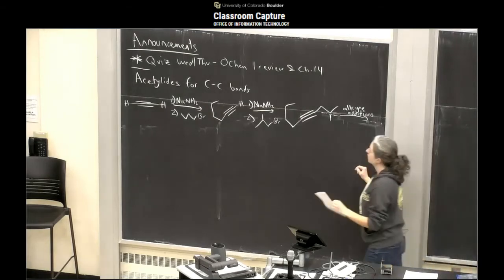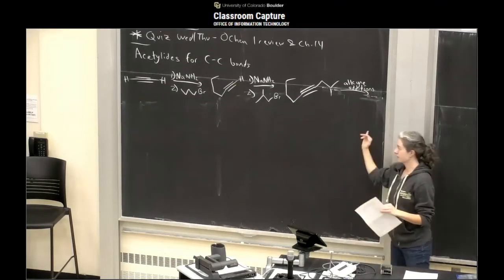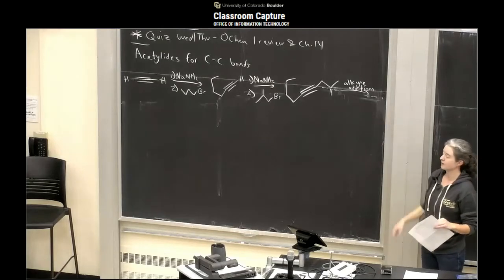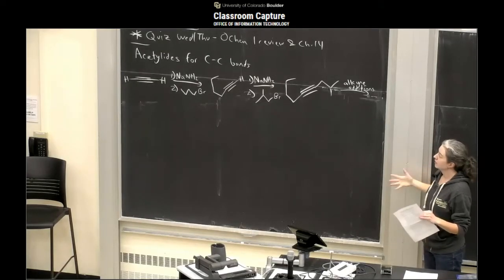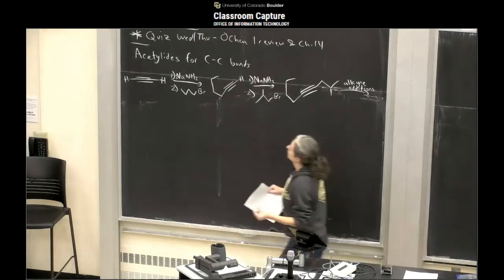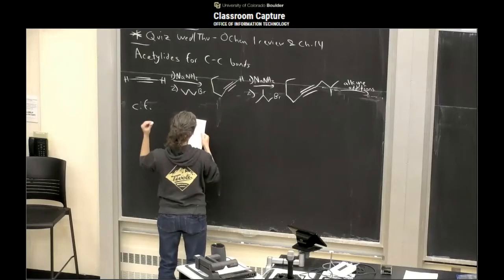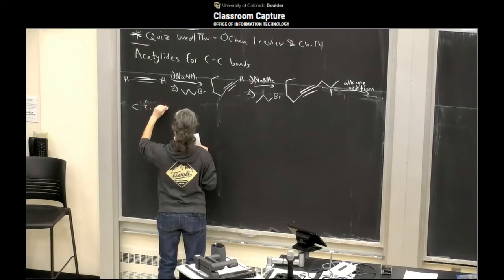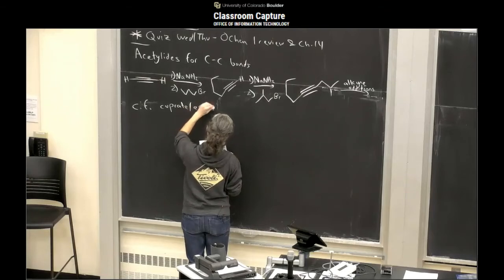Okay, so I mentioned during the OChem 1 review that I was going to tie this back into acetylide chemistry for making carbon-carbon bonds. So I'm going to do a quick comparison or contrast between the two methods. So CF, compared to cuprate epoxide addition.